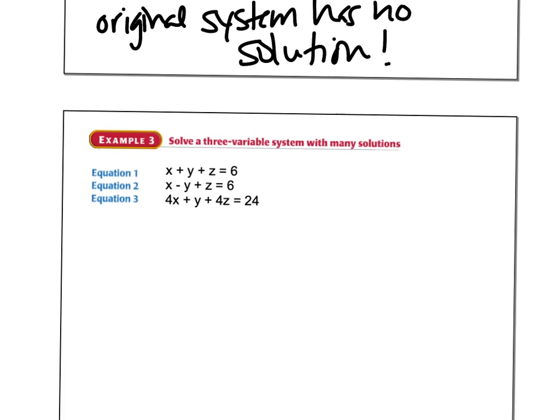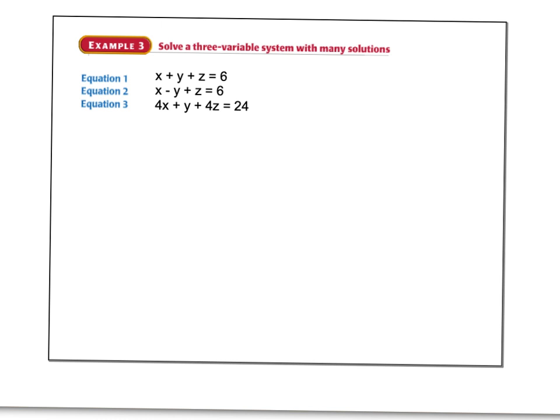So let's move down and look at the next example. Here you're solving a three-variable system, but this time, as the directions say, you're going to end up with many solutions. So looking at the three equations, you still have to pick one to eliminate, and just to keep myself straight, I'm going to write down that I'm going to eliminate y.